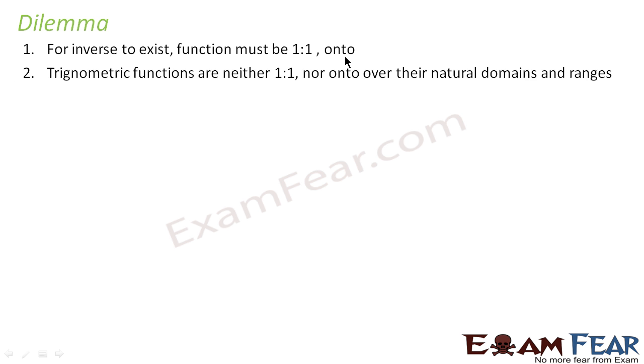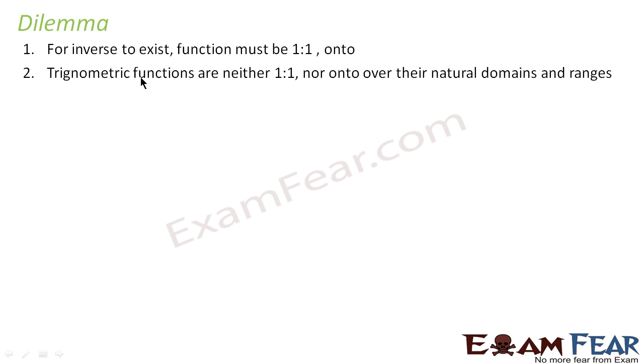Before we start with inverse trigonometric functions, let's see the dilemma. That is the dilemma which is the foundation for this whole chapter. The dilemma is like this. We know that for an inverse to exist, the function must be one-one and onto. If you don't know this, please watch the previous chapter videos. In that chapter, we have explained why the function should be one-one and onto for an inverse to exist. If you know, we can proceed with the next line.